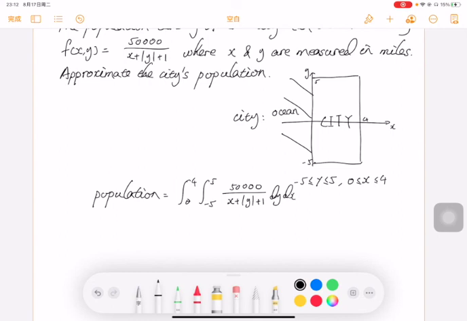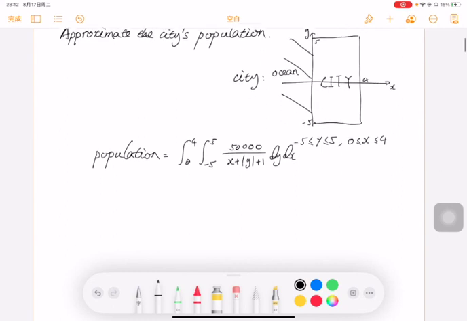And since we have an absolute value in there, we need to distinguish two parts, when y is larger than 0 or y is smaller than 0. Let me just go through the entire calculation. So it's the integral from minus 5 to 0 of 50,000 over x minus y plus 1, because when y is negative, the absolute value of y is minus y, dy.